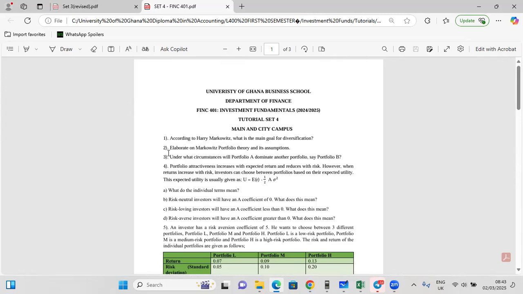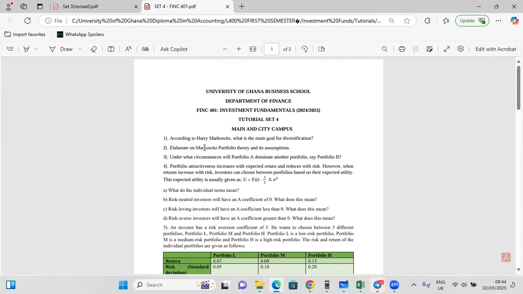All right. So the second question here is asking us to elaborate on Markowitz's portfolio theory and its assumptions. So according to Markowitz, and this guy is a legend. You see, I've been doing some small forex work, right? And I've learned something. So when I heard of this man during class session, I went to read more about him and what he brought out. And trust me, it is really helping my trading journey.